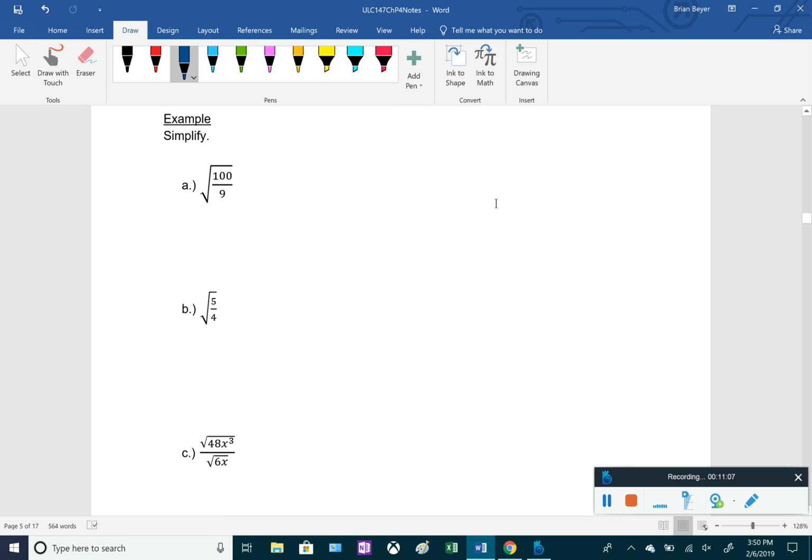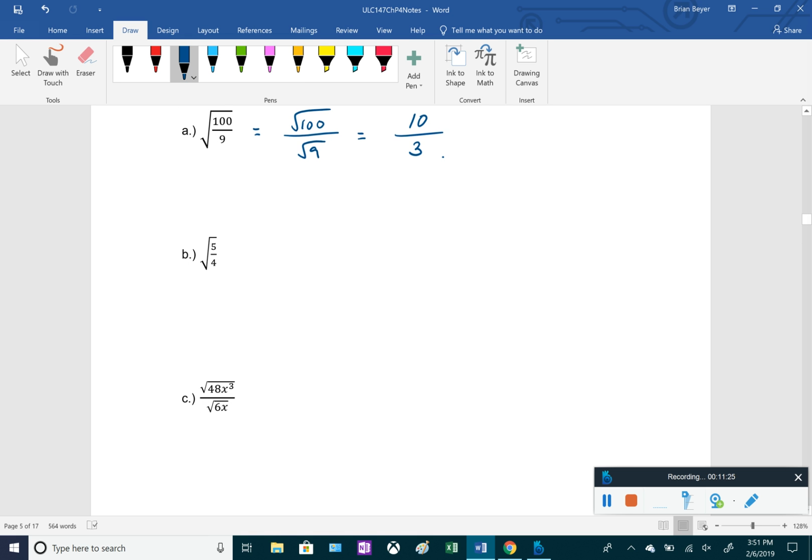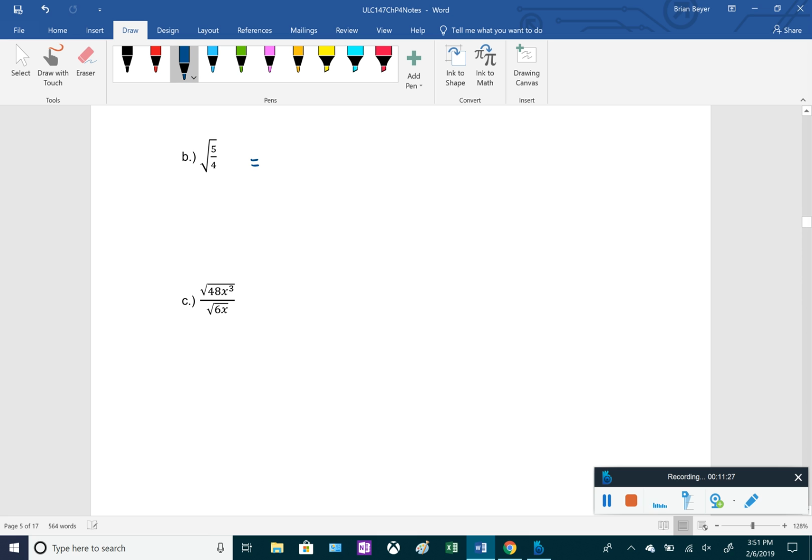We have the square root of 100 divided by 9. So I'm going to square root the numerator and square root the denominator separately. Square root of 100 is 10, square root of 9 is 3, so that equals 10/3, and it can't be simplified. Next thing, we have the square root of 5 over 4, so square root the numerator, square root the denominator. Square root of 5 is an irrational number, so we're just going to leave it. Square root of 4 is 2, so this is radical 5 over 2.